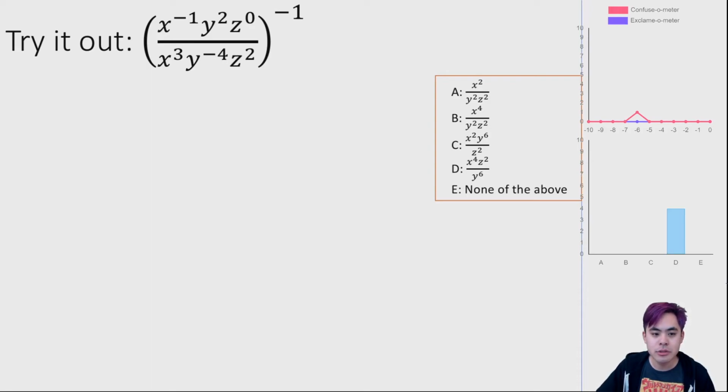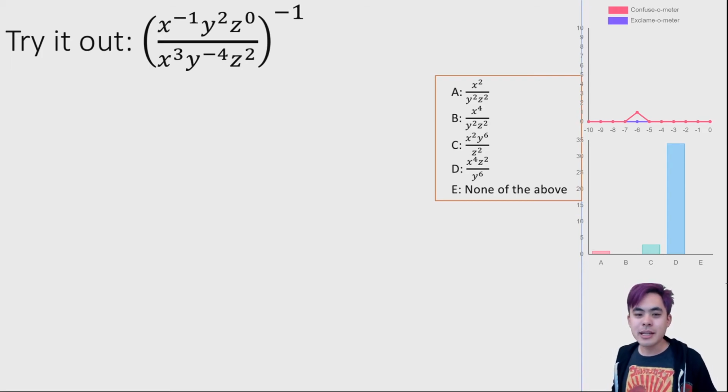Okay, it looks like we're starting to get some answers in. Okay, so we have mostly D's, a couple C's, a couple A's, a couple B's. So we have a bunch of different answers. It looks like D is the most common answer, but let's try solving it and see what happens.